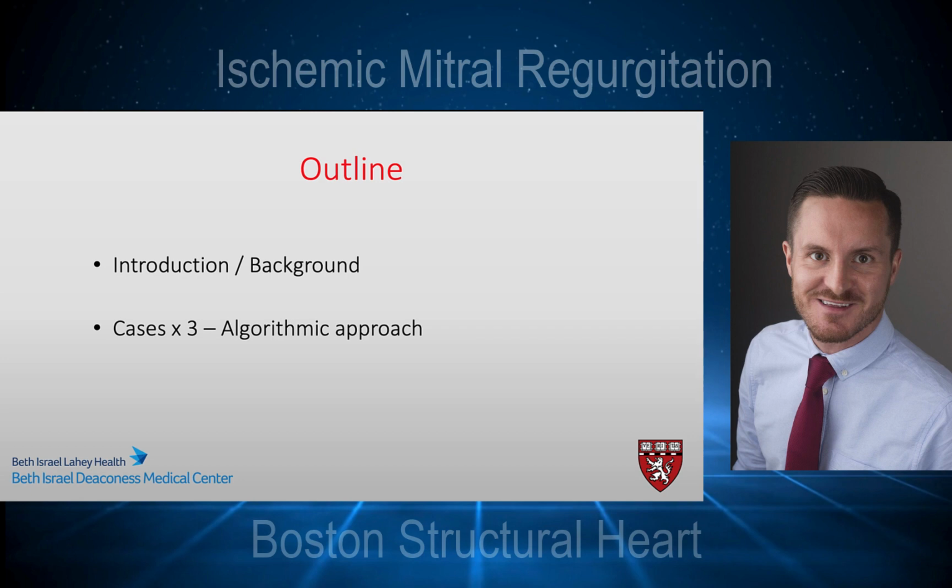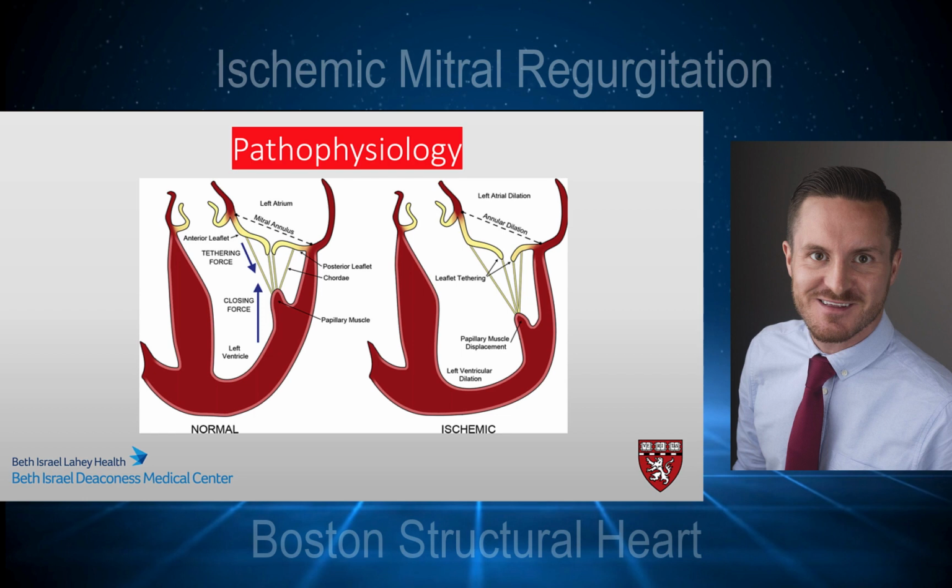So my plan today is to discuss ischemic mitral regurgitation, and we're going to give a brief background on this topic before going through 4 unique cases where I will discuss the rationale and decision-making process behind each case. So when we think about ischemic mitral regurgitation, it is important to remember that this is not a leaflet problem, but instead an apparatus problem. Indeed, the valve leaflets can be thought of as innocent bystanders, and regurgitation is primarily due to papillary muscle displacement, leaflet tethering, reduced closing forces, and annular dilatation.